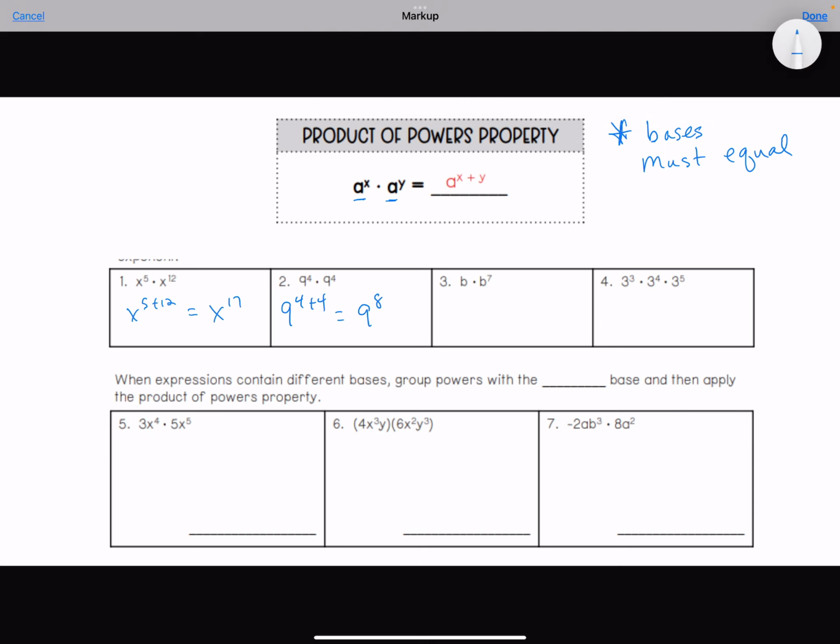Okay, so for number 3, what do you do if you don't see an exponent? It's just like when we distributed, I didn't have a number, so we distributed the -1. If you don't see an exponent, put a 1. So b times b to the 7th is the same as b to the 1st times b to the 7th, b to the 1 plus 7, b to the 8th. Doesn't matter how many you have. Question number 4 is 3 to the third times 3 to the fourth times 3 to the fifth. My bases are all the same.